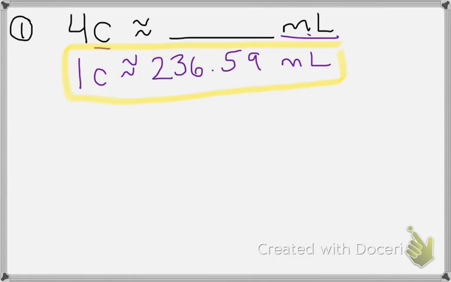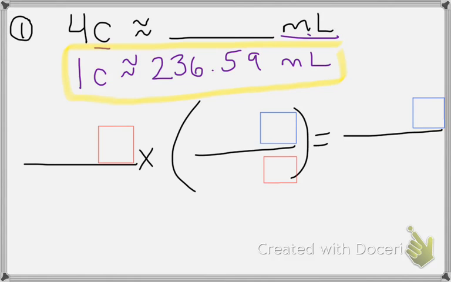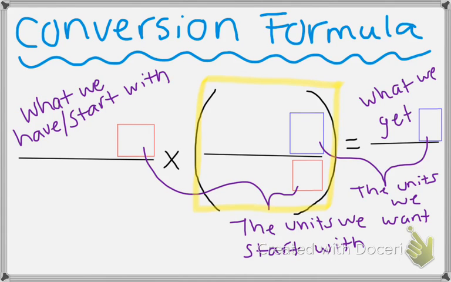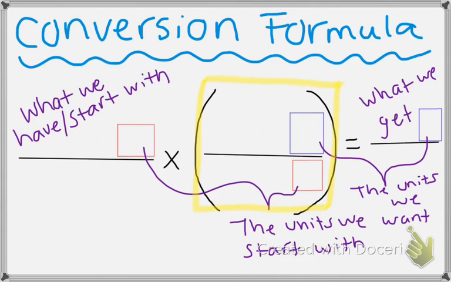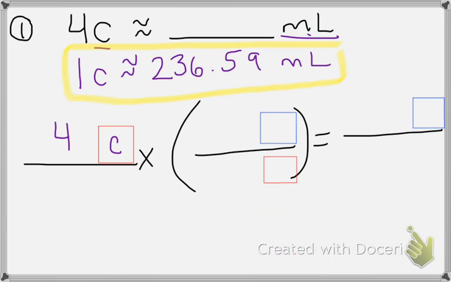Now we make our formula and we fill in. The first part, again, is what we start with or what we have. We have 4 cups. That's what they gave us. So I'm going to put 4, and I'm going to put C for cups. Those 2 red boxes are the units that we start with. We have cups, so I'm going to put C in that bottom one as well. Now, the 2 blue boxes are for the units we want. We want milliliters. We have cups. We want milliliters. So I'm going to put ml in that box and ml there.